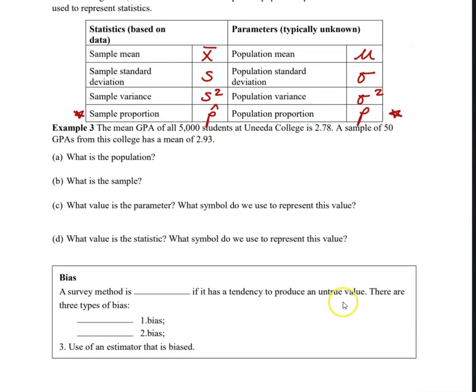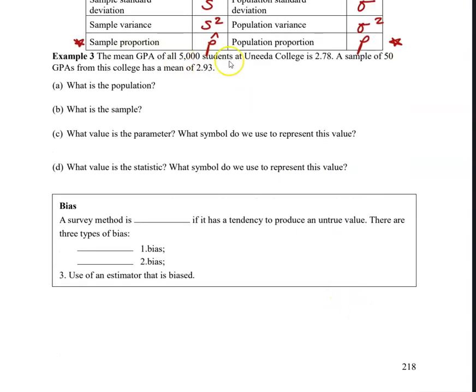Let's look at another example here. It says the mean GPA of all 5,000 students at Unita College, that's cute, is 2.78. A sample of 50 GPAs from this college has a mean of 2.93. So let's practice some of these terms and symbols. What is the population? I'm assuming here, and this is a little vague, so depending on how you define the population, this could vary. But I'm going to say the population for this is all students at the college. So all 5,000 students at the college. Then the sample is the 50 that we select for the sample.